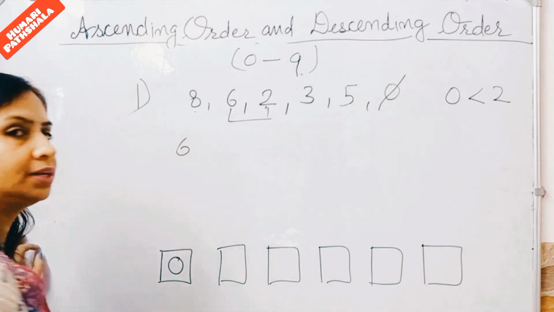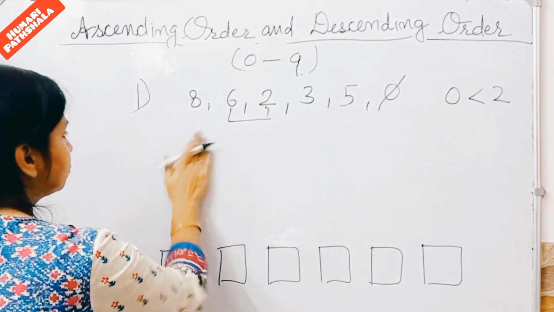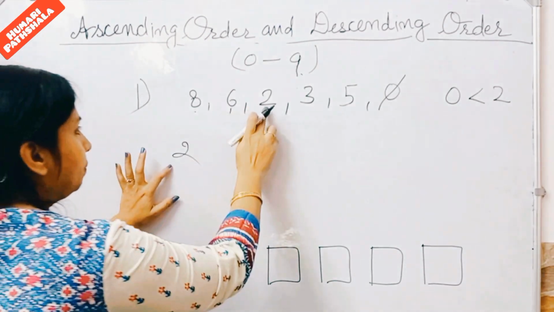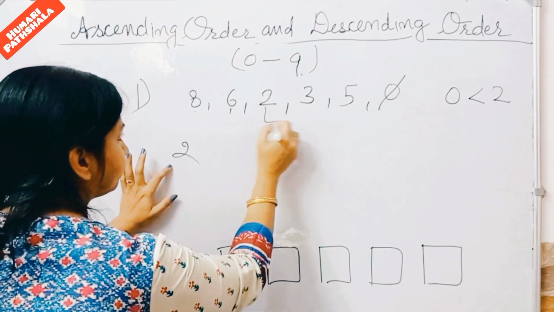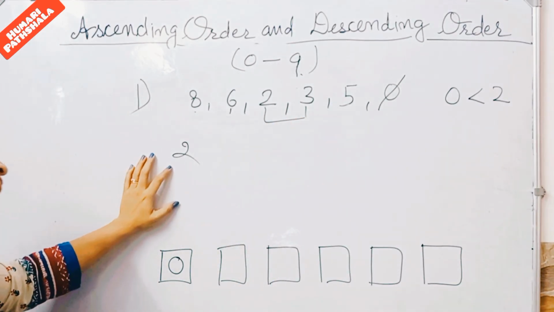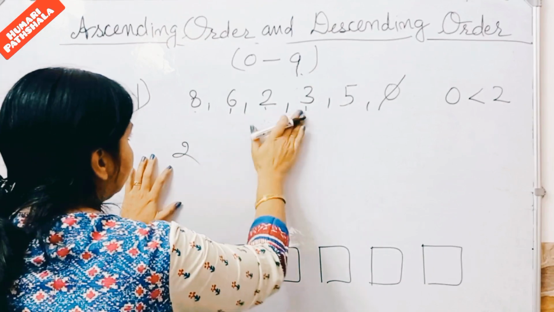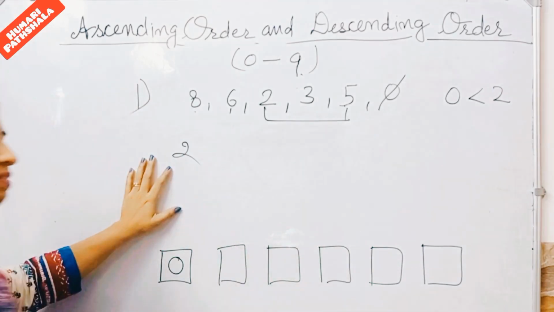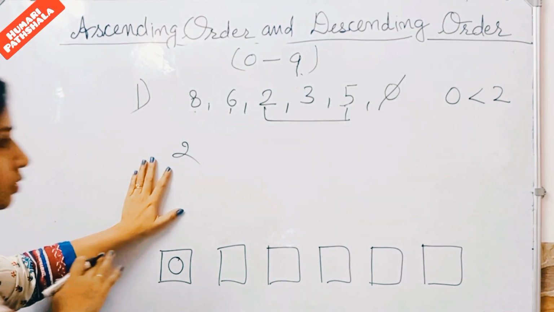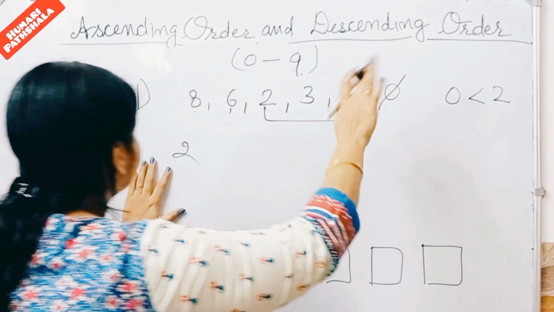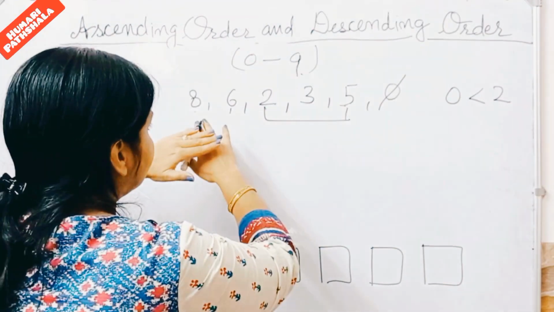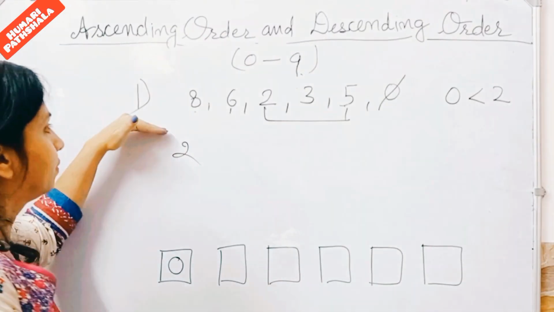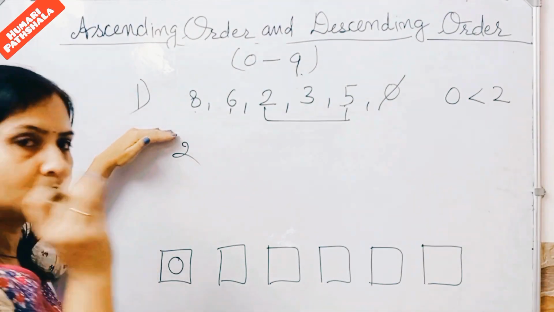6 and 2, which one is smaller? 2 is smaller. So now replace this number by 2. Now compare this 2 with 3. 2 is smaller, so we don't need to write anything here. 2 or 5, which one is smaller? 2 is smaller. And 0 we have already done. So 2 is the smallest among these numbers.